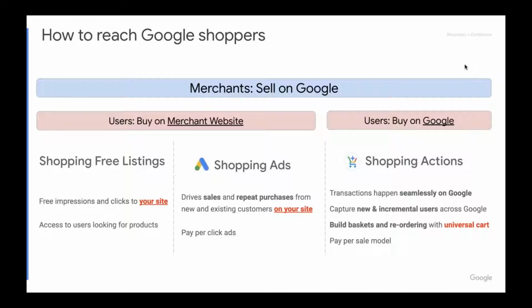So how do these unpaid listings or the free listings fit into everything that Google has to offer? This is my first attempt at laying this all out side by side, so you'll have to let me know if this helps. So you're a merchant, you want to sell on Google. What are your options? If you want the users to purchase on your website, you have two options right now to do so. The first is the free listing. So again, you get free impressions and clicks that will lead back to your website and gives you access to users looking for products. That's pretty straightforward, I think.